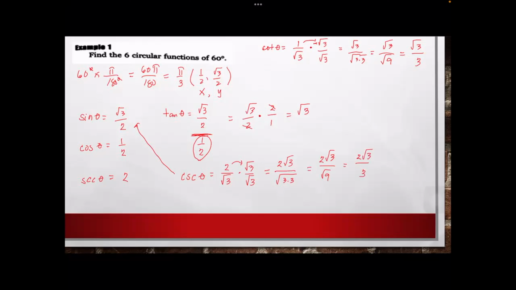So, those are our answers. For the sine, that is the square root of 3 over 2. Cosine is 1/2. Tangent is the square root of 3. Cotangent is the square root of 3 over 3. Secant is 2, because it's the reciprocal of 1/2. And cosecant is 2 square root of 3 over 3, as the reciprocal of sine.